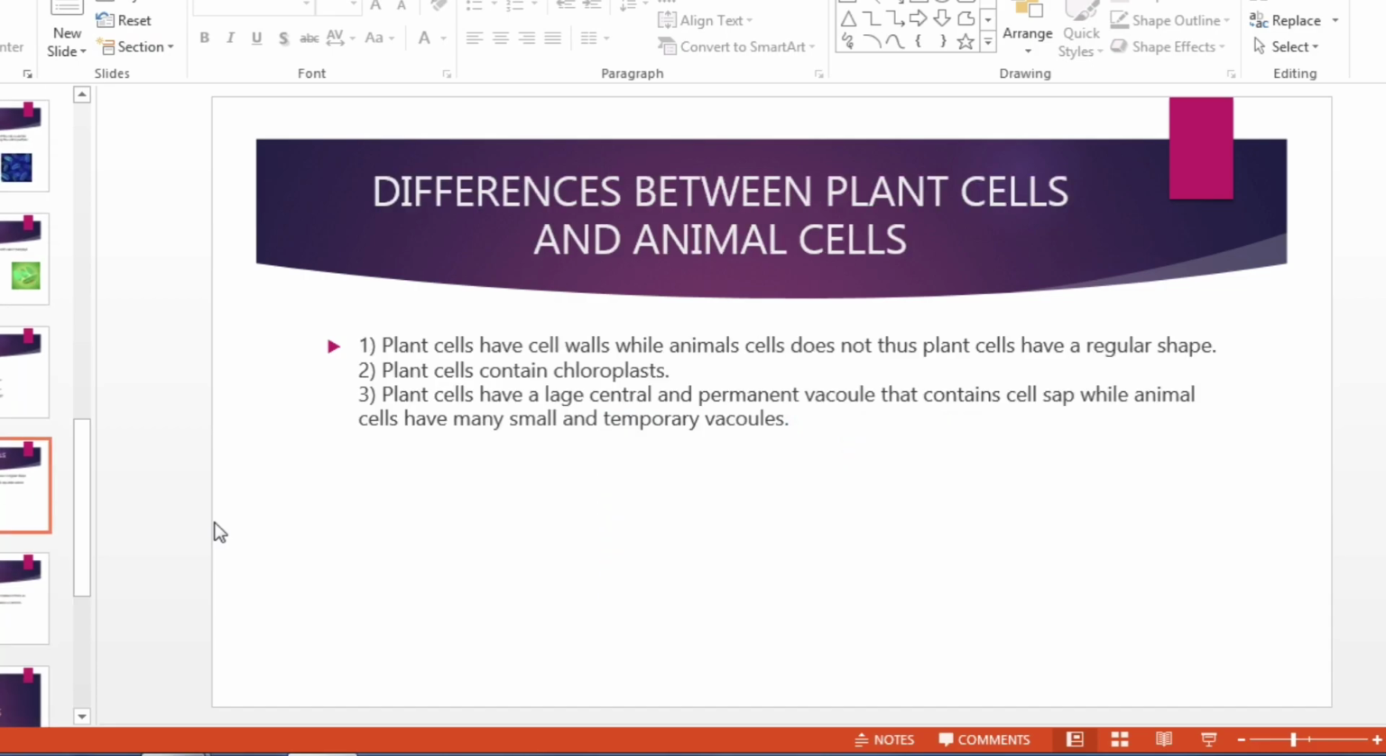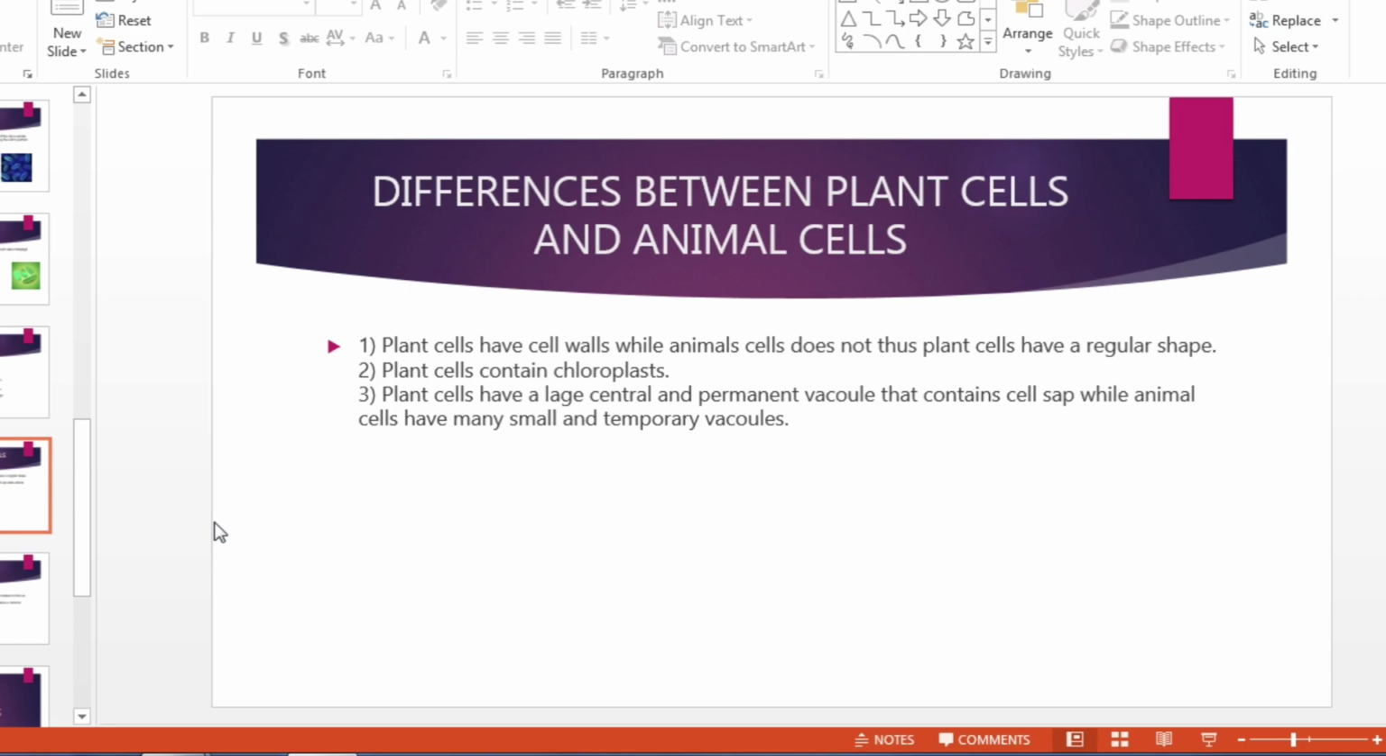So let's move on to the differences between plant cell and animal cell. There are three common differences in our syllabus between animal and plant cells. So plant cells have cell walls while animal cells do not. Focus on this point is very important. Some students make the mistake of writing two points: the first difference, that plant cells have cell walls while animal cells do not.